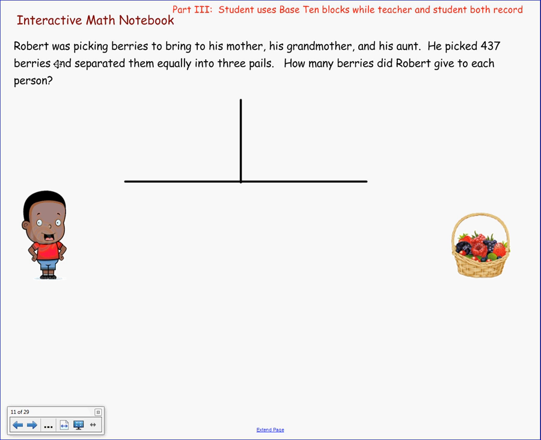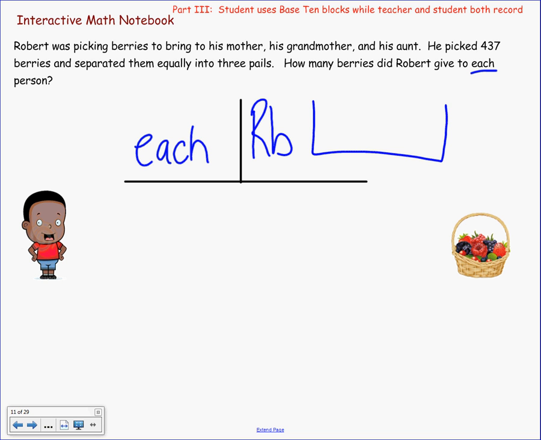Okay, so Robert was picking berries to bring to his mother, his grandmother, and his aunt. He picked 437 berries and separated them equally into 3 pails. How many berries did Robert give to each person? So our most important word in our question is each. So that would be our main idea. My who is Robert. My what is berries. I have my unit bar. They could also use the get chart here if that's what they prefer.